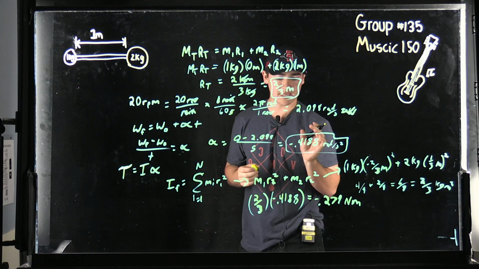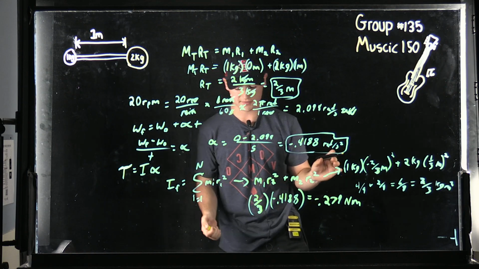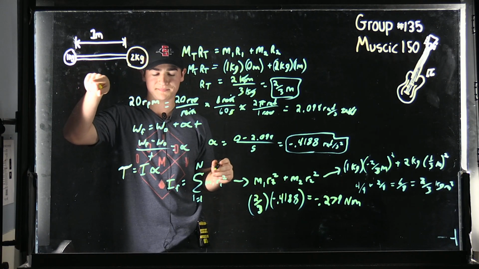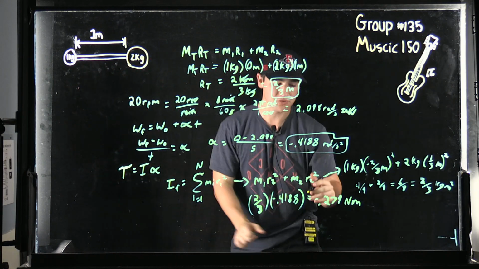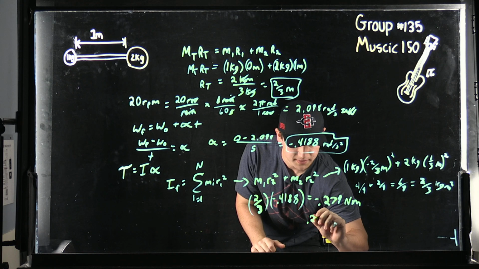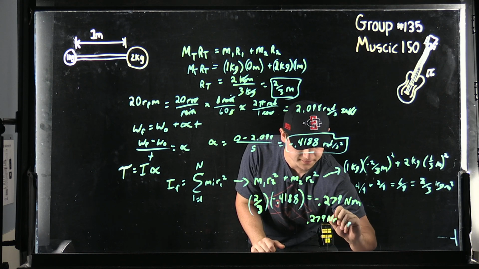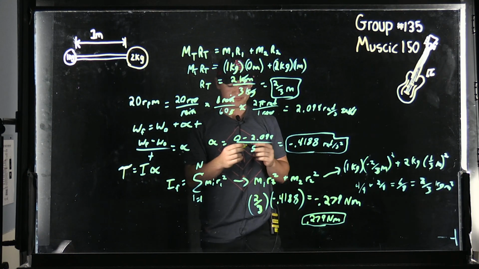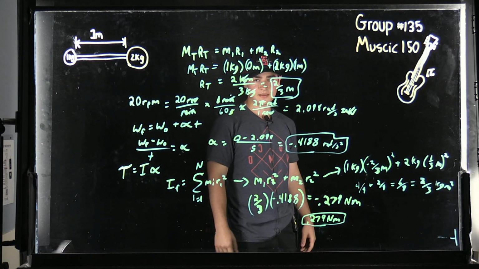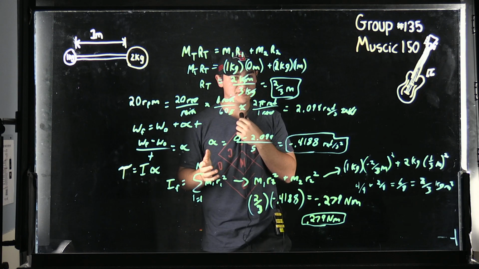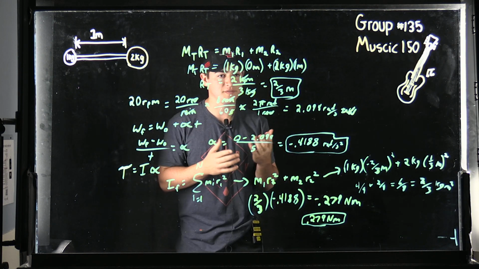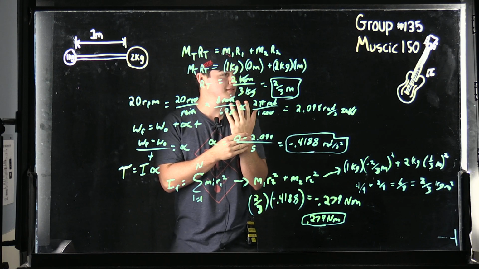Negative 0.279 Newton meters. But since it is moving counterclockwise to slow down, we usually make that torque positive. The acceleration is negative because it is slowing it down. That is it for the question. Very good question. Let's continue Music 150. Thank you.